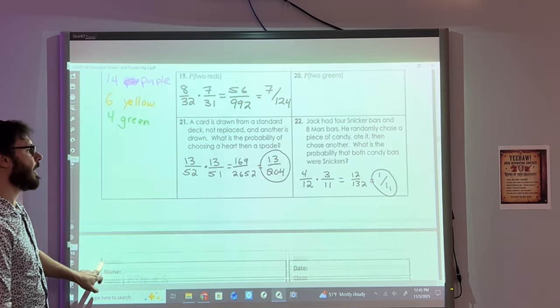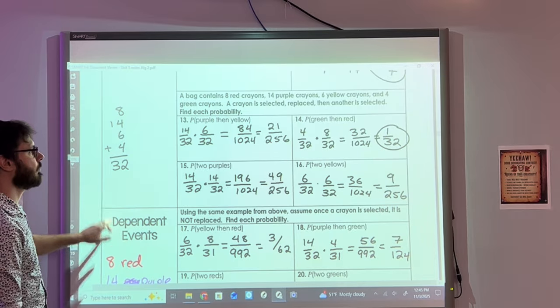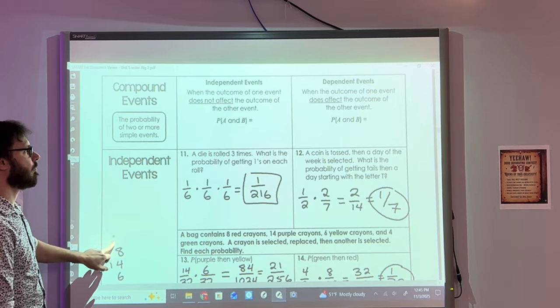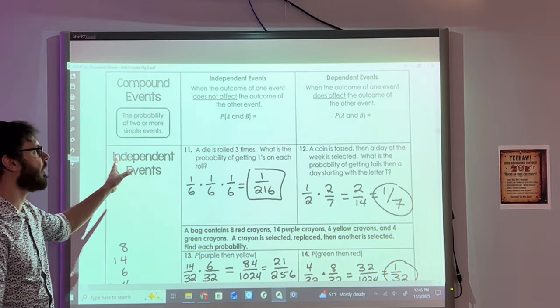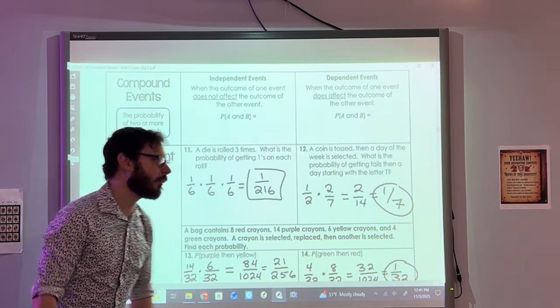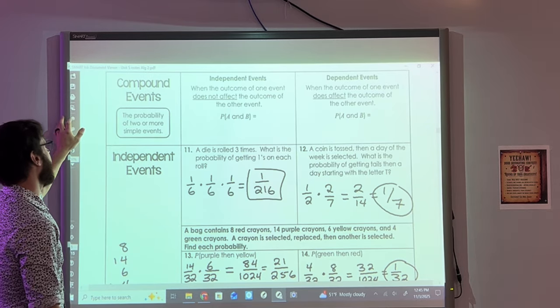That's it. Stay tuned for the actual formulas. I'll find them. I'll put them there. But really just know, okay? Just know that compound events depend on each other. Okay? You need to multiply to make it happen.